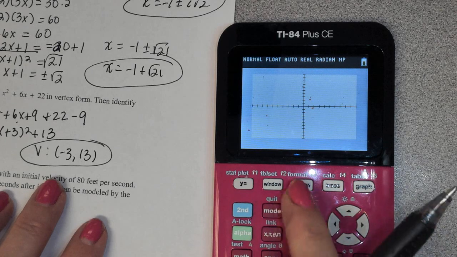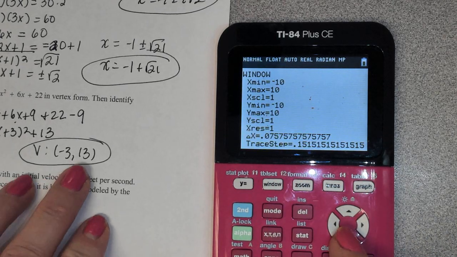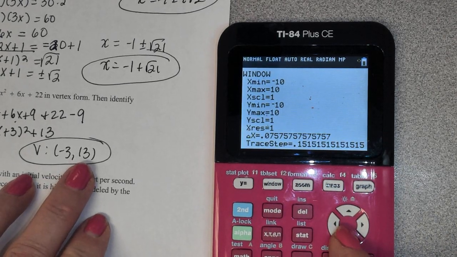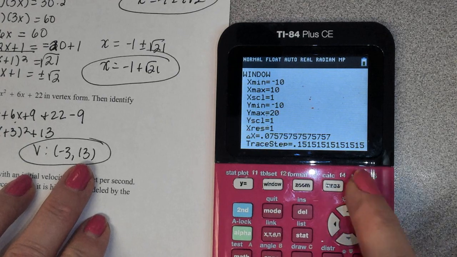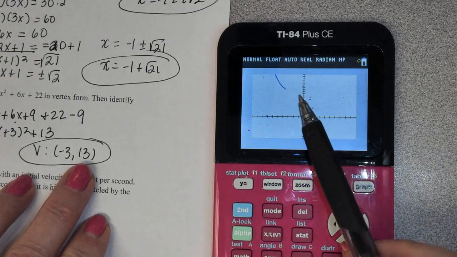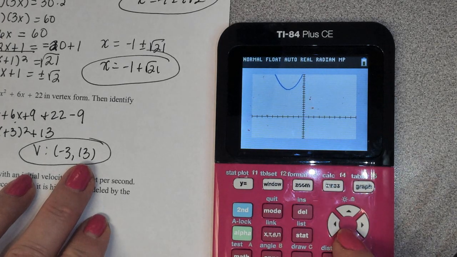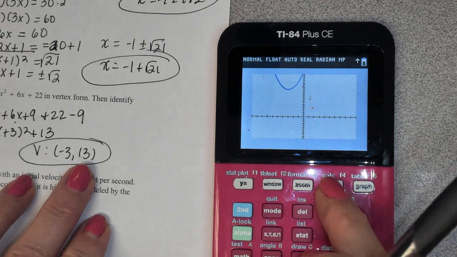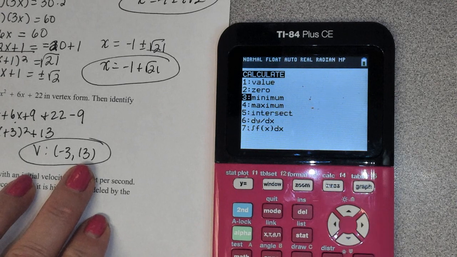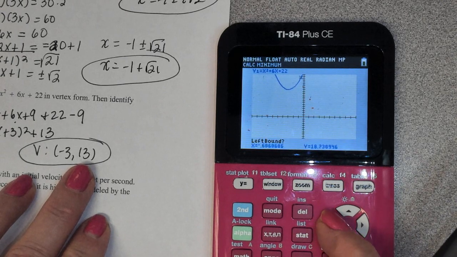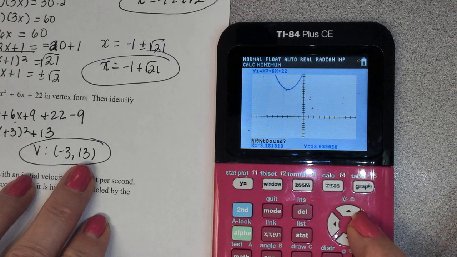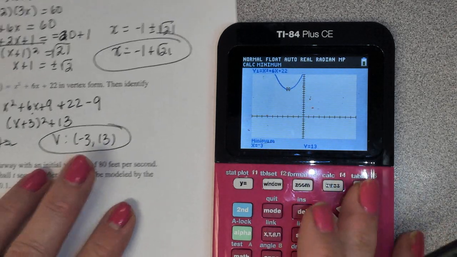Your window's not right. Yep, I got to make my window go up higher because that vertex is at -3, 13. So I need to make this go up to maybe 20. And I'll see if I can see it. There it is. Looks like it's about there, but I could check it. Do second trace, calculate that minimum. Go over to the left. Just checking that vertex real quick and go to the right. Enter, enter, enter. And there it is, -3, 13.